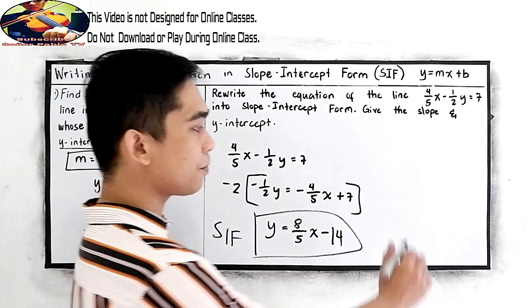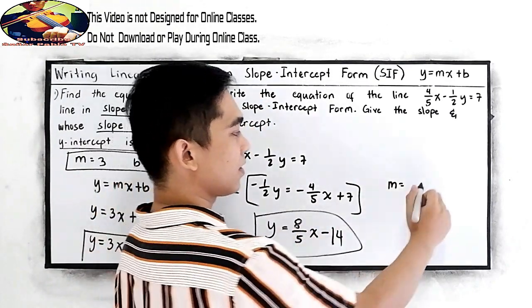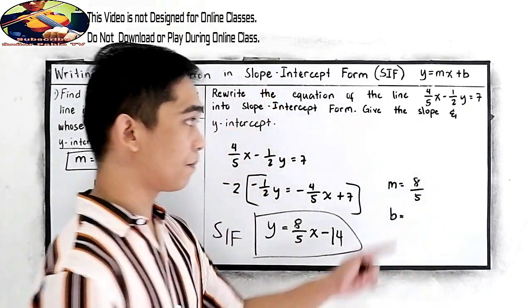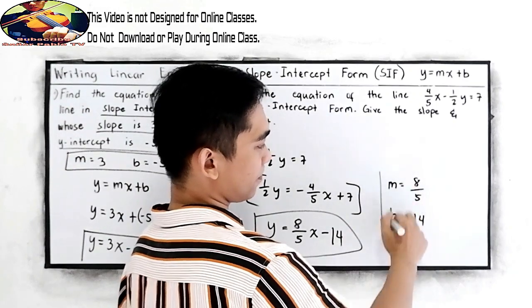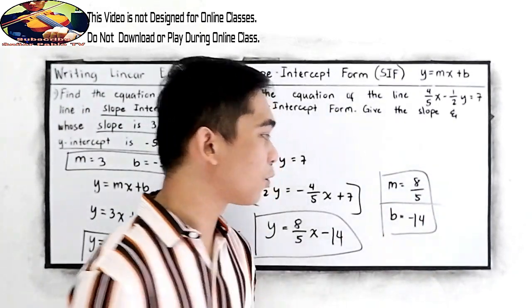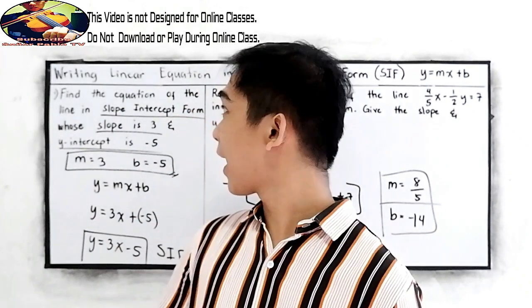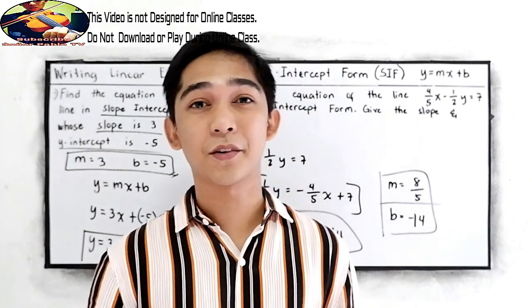Give the slope and y-intercept. So our slope is 8 over 5. And our y-intercept, -14. That will be our answer. So that's on how to write linear equation into slope-intercept form.